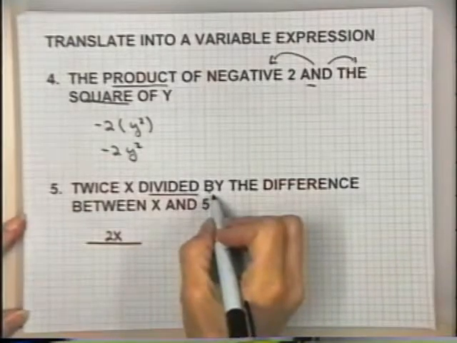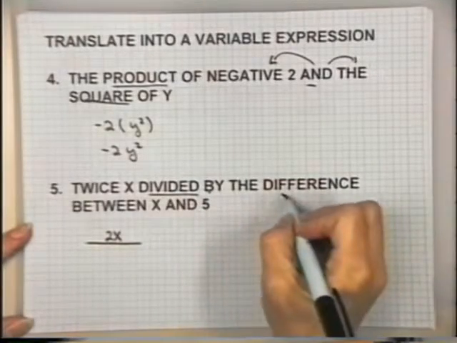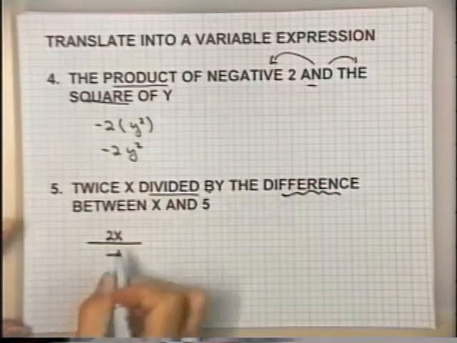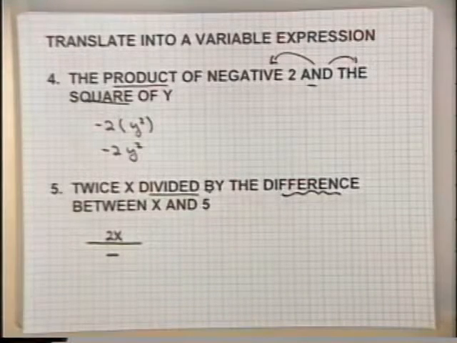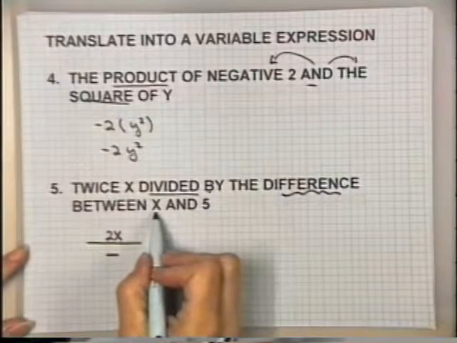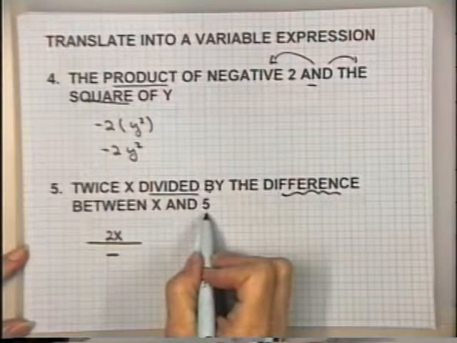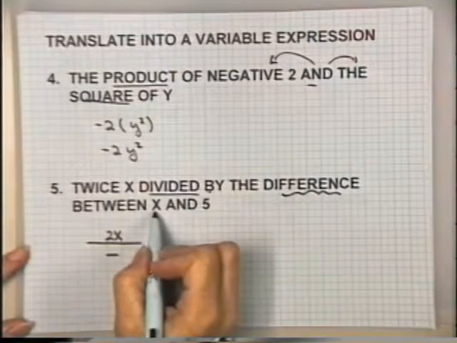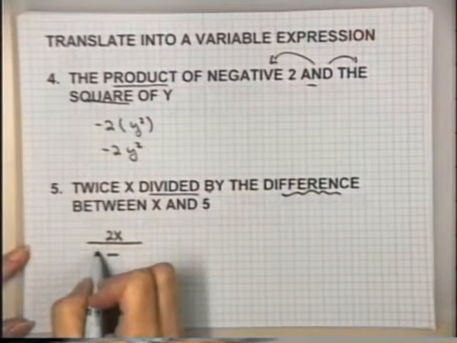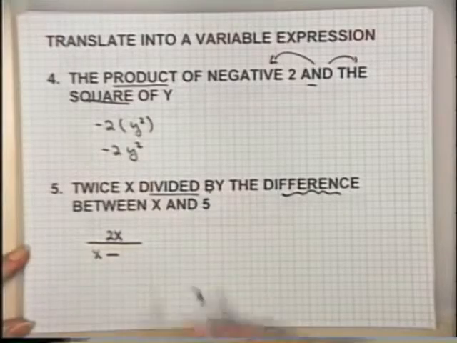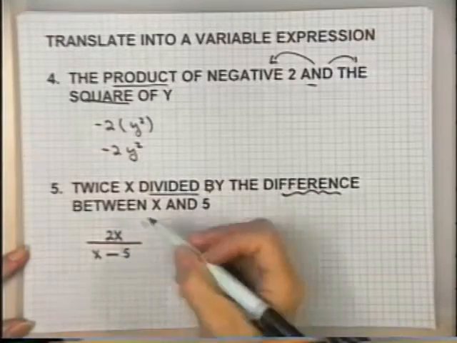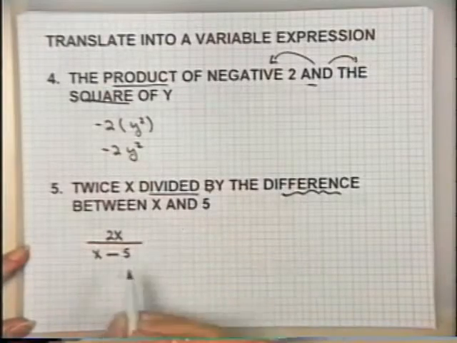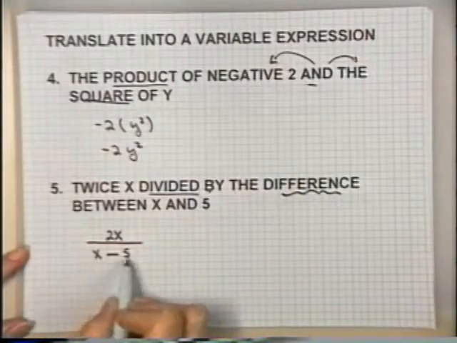Now, what are we dividing by? What we're dividing by is a difference. Difference means subtract. So I'm going to put a subtract sign down. Now, this difference is between x and 5. Normally when you see the word difference, the number that is written first goes first in your subtraction down here. So what we have here is twice x being divided by the difference between x and 5.